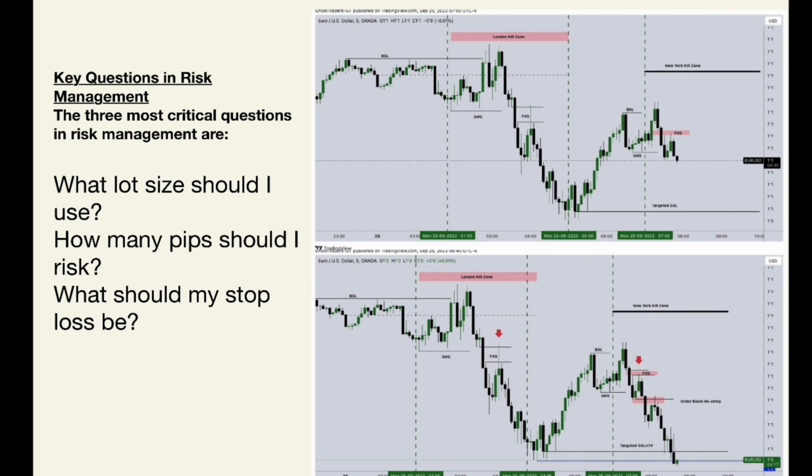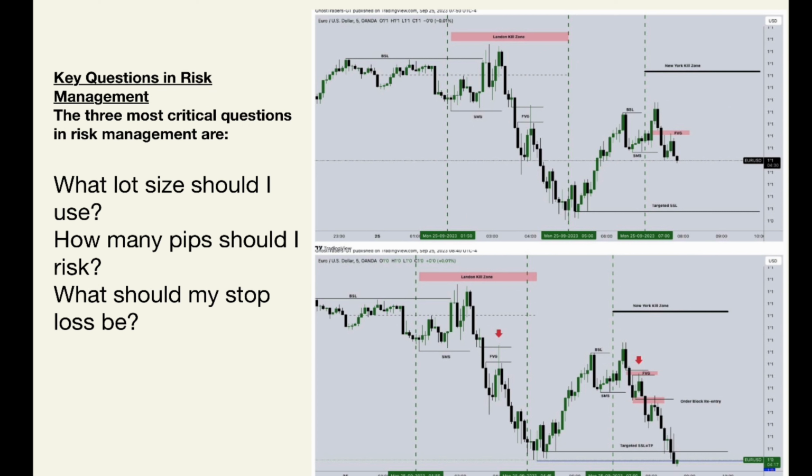And that's not true. Even if it was true, let's say in a sense, remember different pairs have different pip value, okay? So there is no way that you will risk 10 pips on pound US dollar and then 10 pips on Euro USD and expect to be risking the same amount of money, okay? So I'm getting somewhere with this thing. Now let's go to the third question. What should my stop loss be?